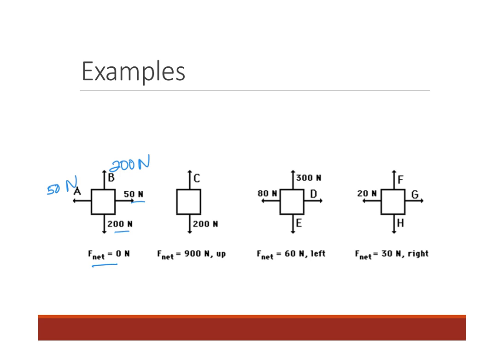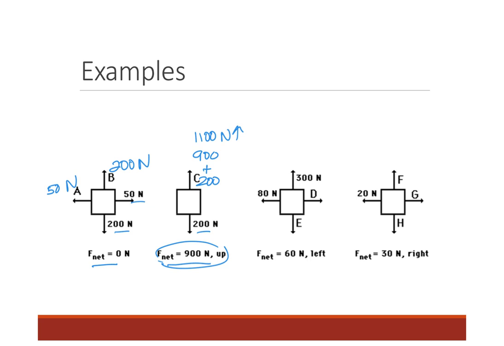Our second object has a net force of 900 newtons up. So we have 200 newtons showing in a downward direction, which means we have to have 200 newtons in an upward direction to cancel that out, plus another 900 that ends up being the net force. So our total, if we add those two together, is that we have to have 1,100 newtons in an upward direction in order to create a net force of 900 newtons in an upward direction.